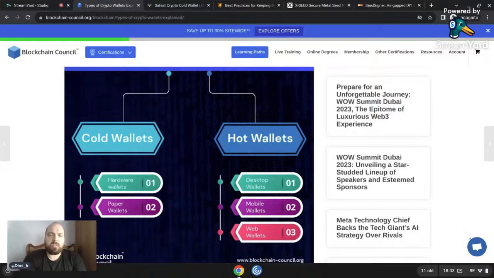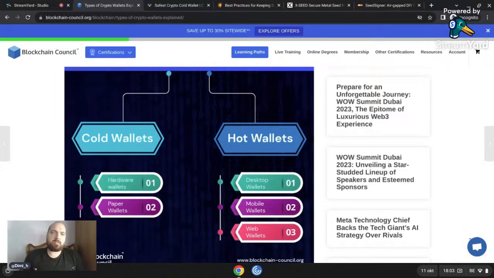Now, what is the biggest difference between a cold and a hot wallet? Well, everything has to do with connection to the internet. If your wallets, such as desktop wallets, mobile wallets, and web wallets, have a connection to the internet, they are considered hot, meaning they have a direct connection to the internet and have a variety of possible entries in order to be cracked, I'm going to say.